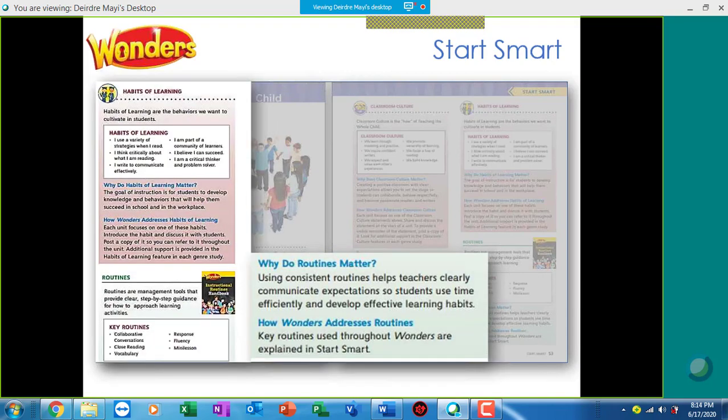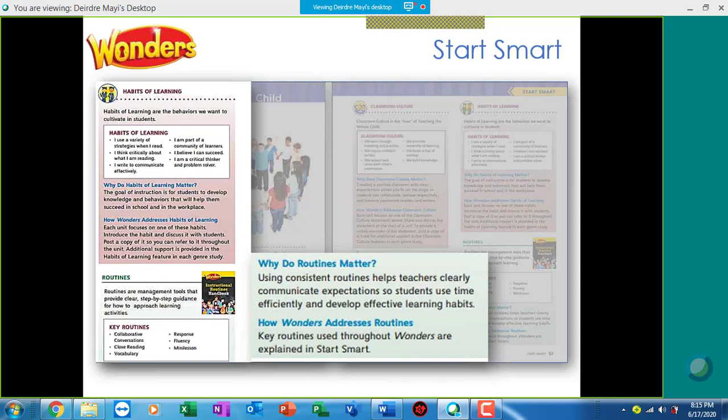Now, habits of learning are habits and behaviors that we want to cultivate in students. We want the students to learn these habits of learning, hide them in their hearts, and take them as they leave our classrooms and go into college or career, wherever life takes them. Again, the habits of learning will be featured in Start Smart, but then we will focus on one specifically for each unit. The habits of learning are stated as I statements, and they are as follows.